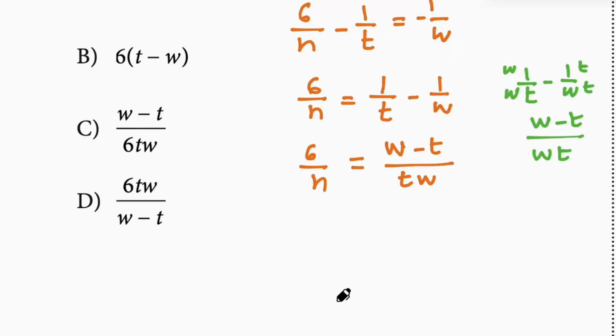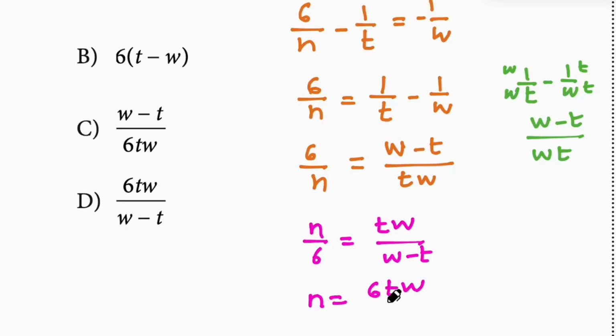Now because I have this fraction over here and this over here, now we can reciprocate. So n over 6 is equal to tw over w minus t. Now multiply by 6 on both sides. Why? Because we need n. So n equals 6tw over w minus t. That means D is the right option.